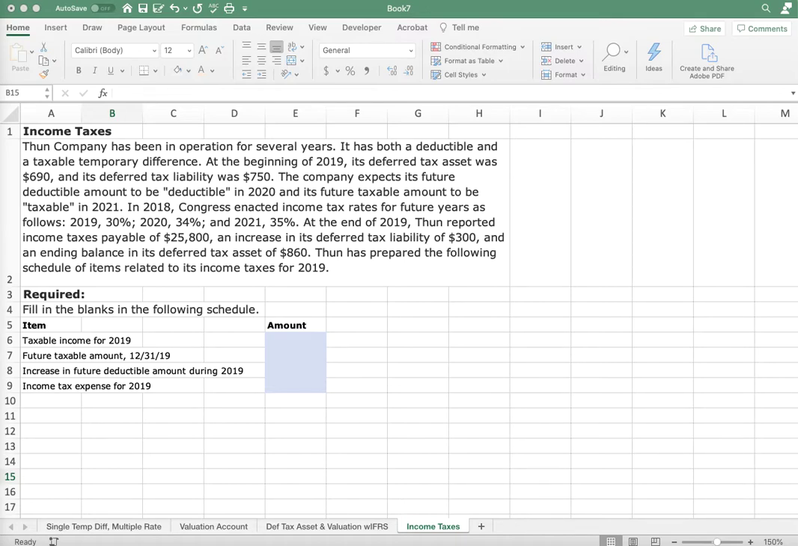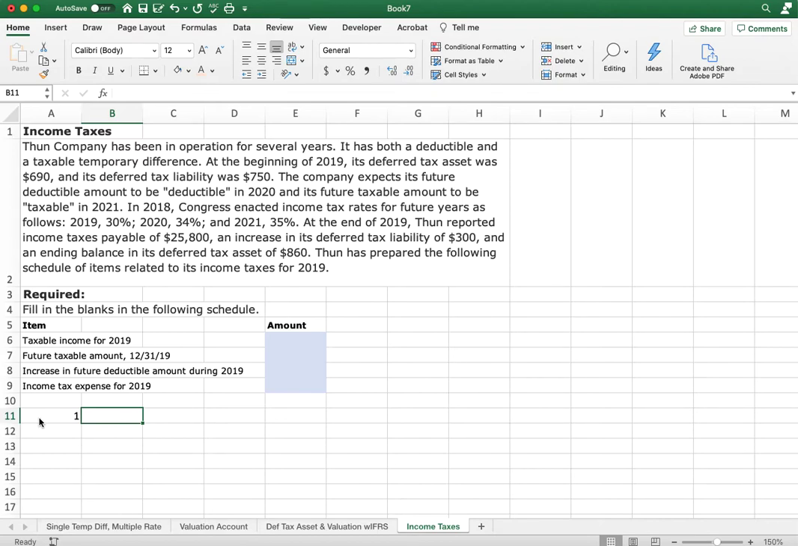Fill in the blanks in the following schedule: taxable income for 2019, future taxable amount December 31st, 2019, increase in future deductible amount during 2019, and income tax expense for 2019. And so we'll just go through these one at a time and fill in the information we have to solve for what we don't have to get to an answer for each item of this schedule.